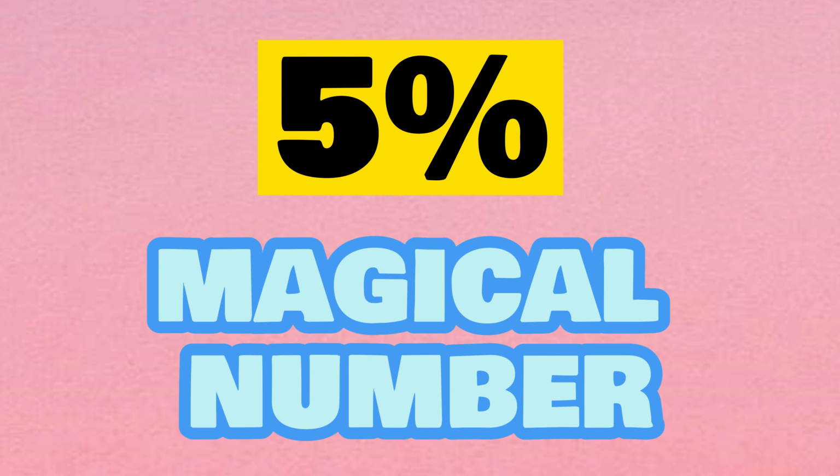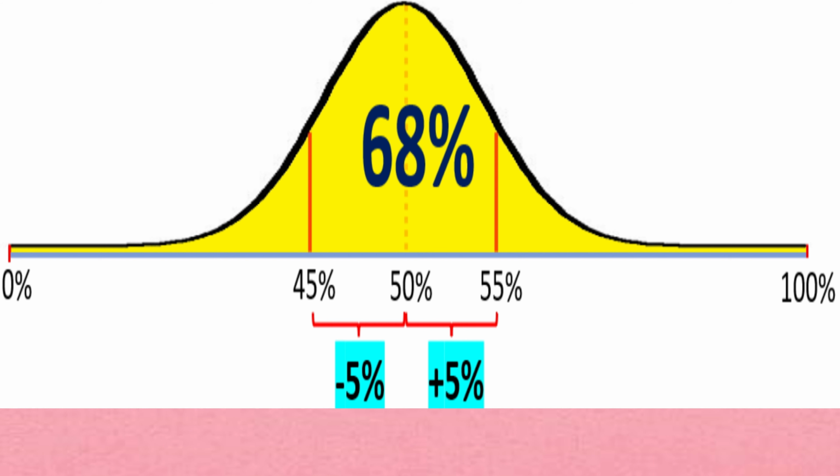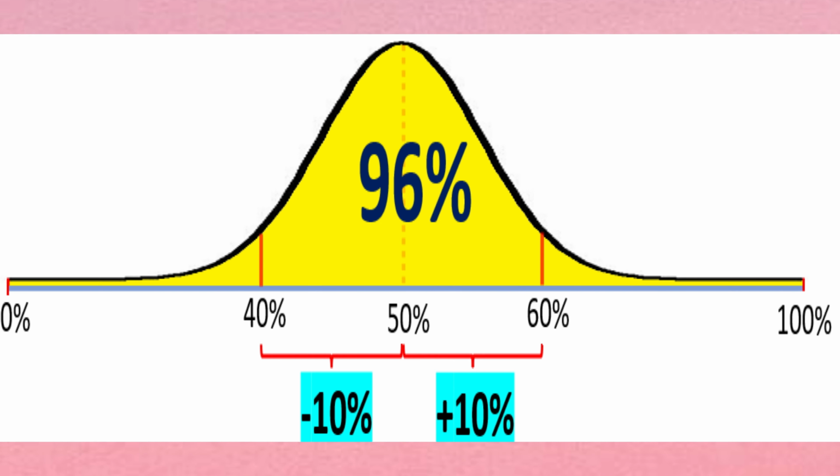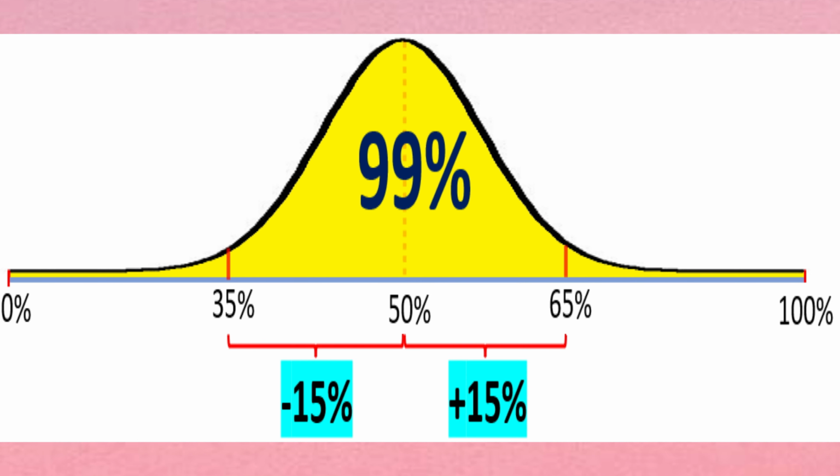Woo! This means that if we add and subtract 5% from the boy's claim of 50%, we get an interval at 68% confidence level. If we add and subtract 2 times 5%, we get an interval at 96% confidence level. If we add and subtract 3 times 5%, we get an interval at 99% confidence level. That's it. We don't need a computer, that's all.